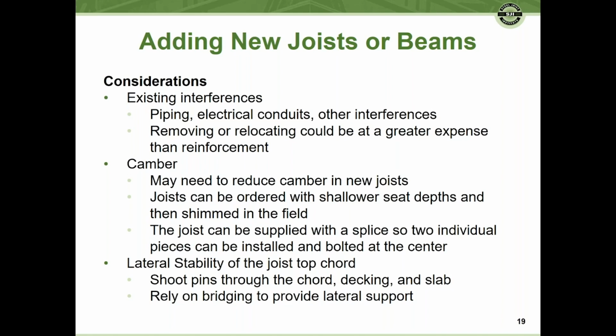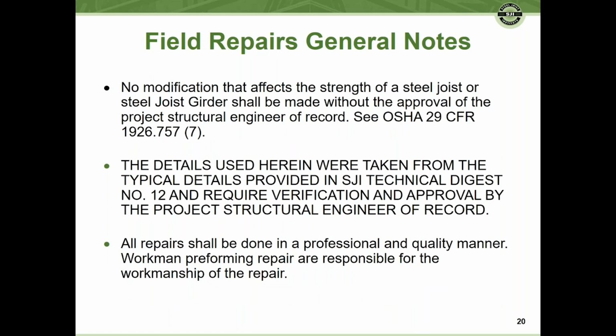Also, we need to think about lateral stability of the top chord. That can be done either by shooting pins through the chord to the decking or the slab, or by providing additional bridging to provide the lateral support that's needed to the top chord of the joist. A couple of other things to keep in mind: we listed a number of notes that you could put on your repairs, so that everybody involved understands where you're coming from. We listed a few standard general notes that you might consider.